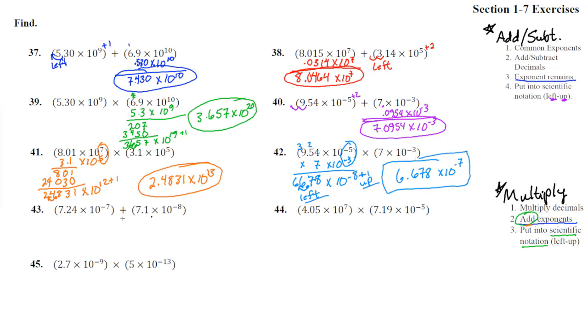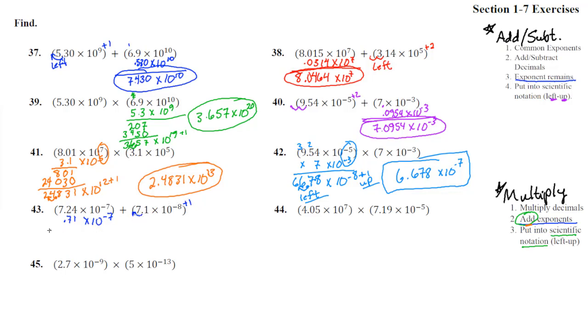Cool. Number 43. 7.24 times 10 to the negative 7 plus 7.1 times 10 to the negative 8. The bigger of these two is the negative 7. So let's do this. Have this guy go up 1. That means that guy will go to the left. So we have 0.71 times 10 to the negative 7th. That's what that number became, 0.71 times 10 to the negative 7th.